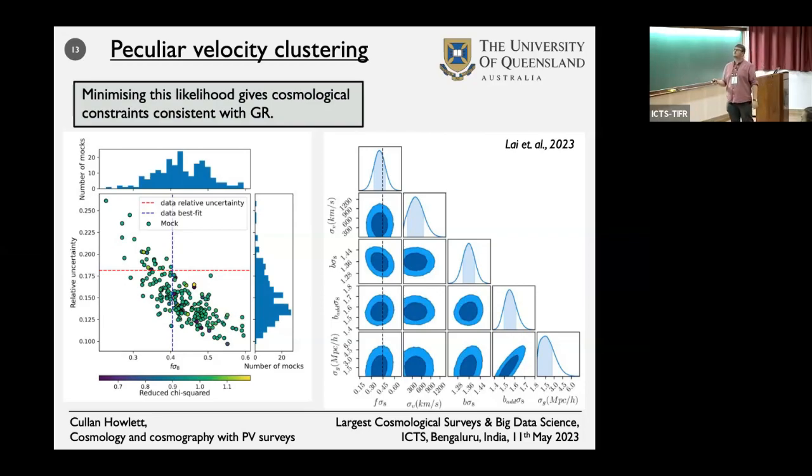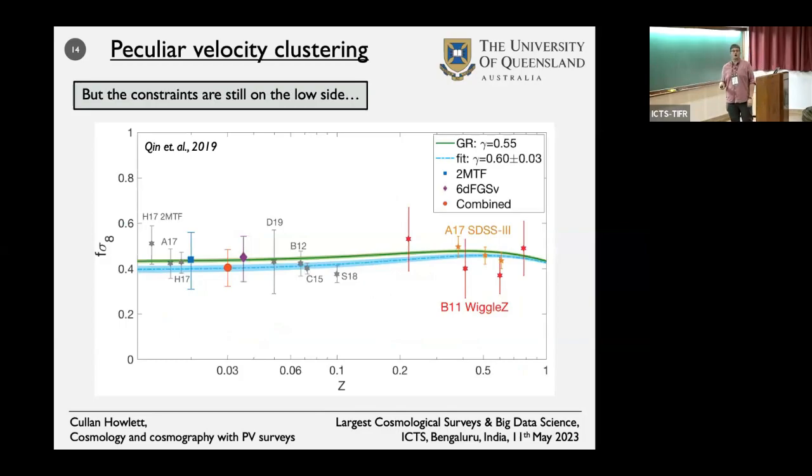However, if you really want to read into this, you might find that this constraint on the growth rate tends to prefer a slightly lower value of f sigma 8. This is actually something that pure velocity surveys have been telling us for a while. And so, in fact, most constraints that you find on f sigma 8 from pure velocities tend to be on the low side. And so this is something that we're going to continue to investigate in the future.